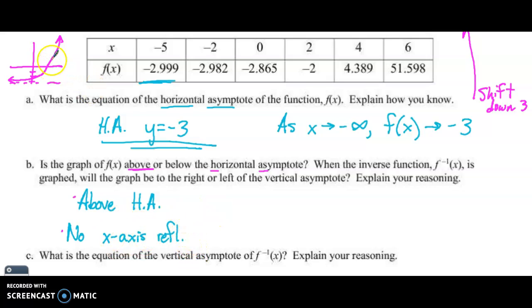So think of it this way. If we are switching the x and y values around, and we have positive values for y, then the inverse function, so if we're above the horizontal asymptote, first of all, that will have a vertical asymptote for the inverse. And being above the horizontal means that will be to the right.